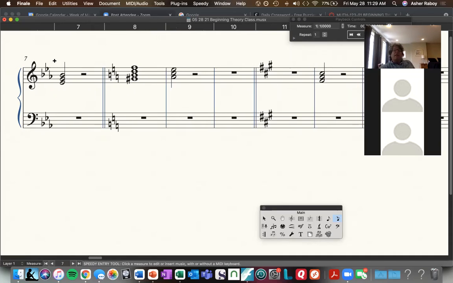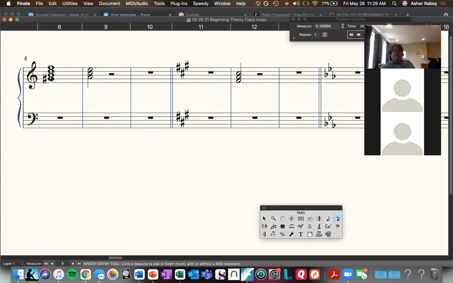Otherwise, it's the same thing. We could put it in inversion if we want. The leading tone wants to go up, the 7th wants to go down. It's pretty straight ahead. So did everyone get that? Give me a thumbs up if you got it. Good.